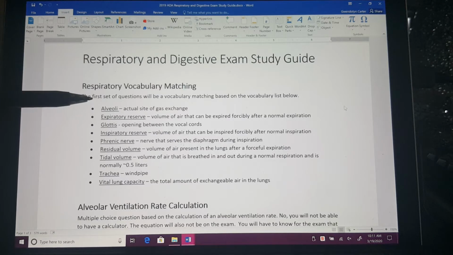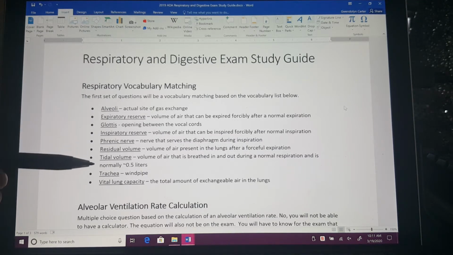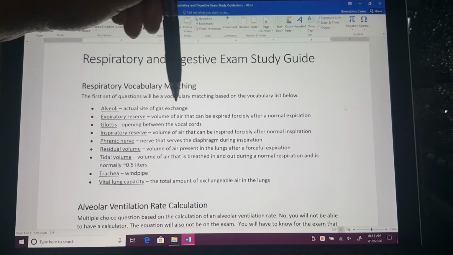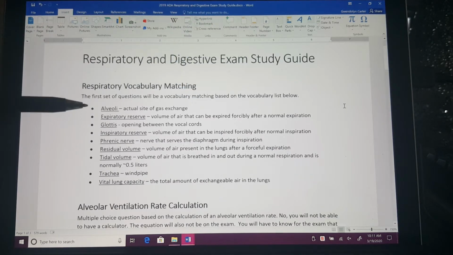So in the study guide, you have different definitions for certain terms. All the terms are underlined. So on the test, you'll have the definition portion, and you will have a word bank with your selections for your different vocabulary terms. So for example, if the first question was actual site of gas exchange, then you'd find alveoli in your word bank and then put that letter that's in front of alveoli on your Scantron, so bubble in that selection.